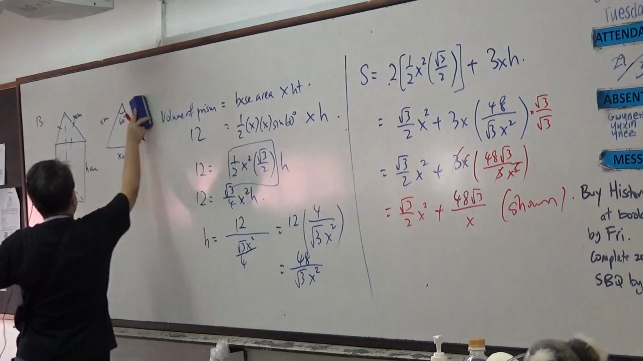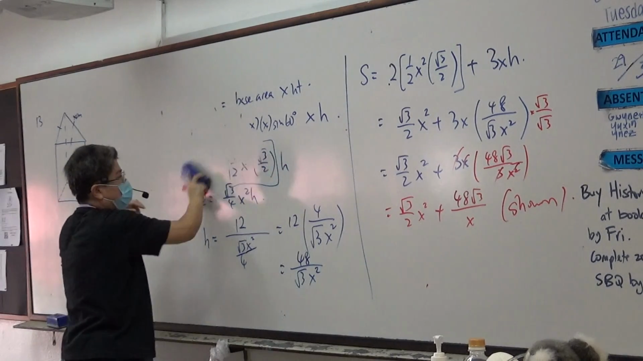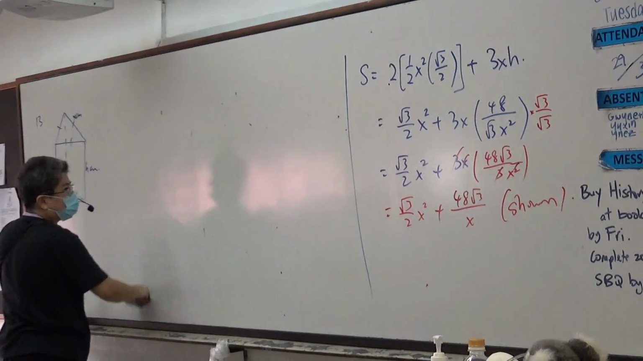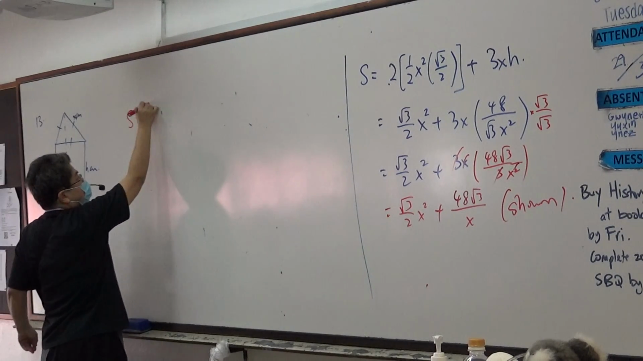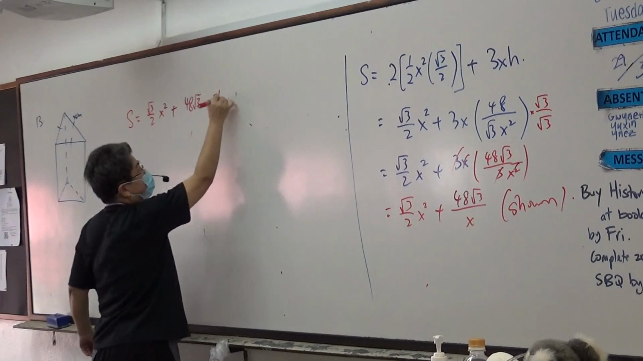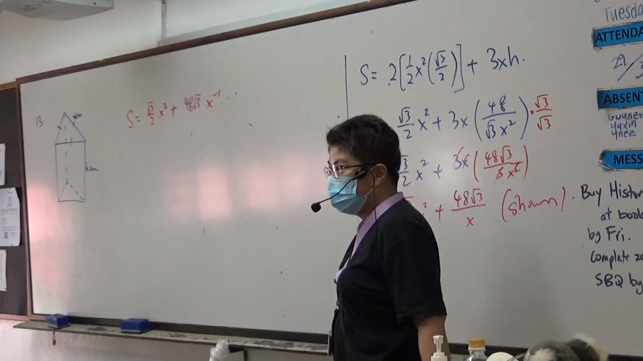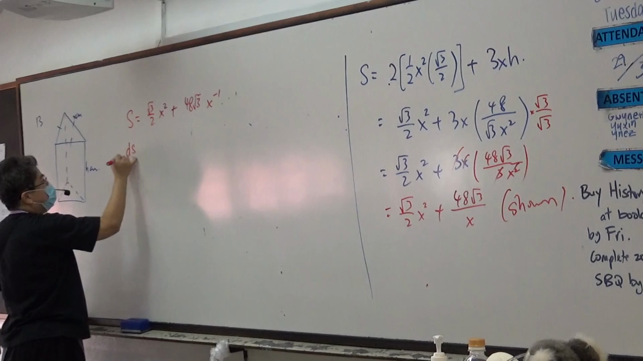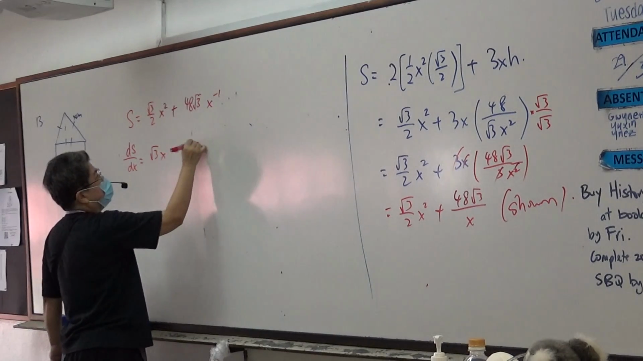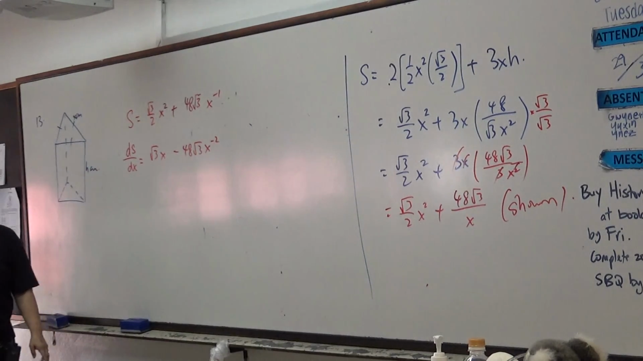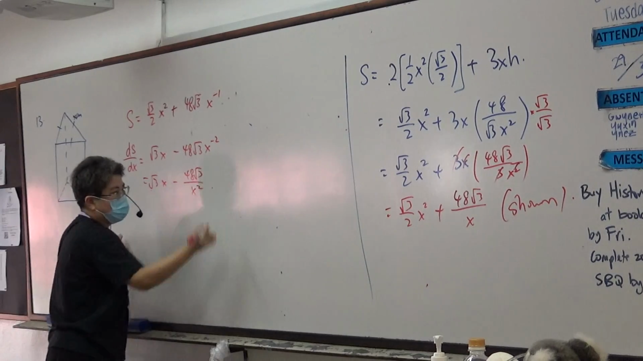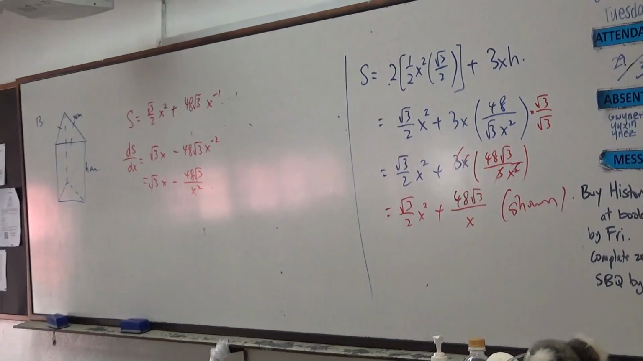Okay, I'm going to write this over here. I'm going to rewrite again: root 3 over 2 x squared plus 48 root 3 x to the power negative 1, am I right? So that it's easier for me to differentiate. So dS/dx will be root 3 x minus 48 root 3 over x squared. Okay?